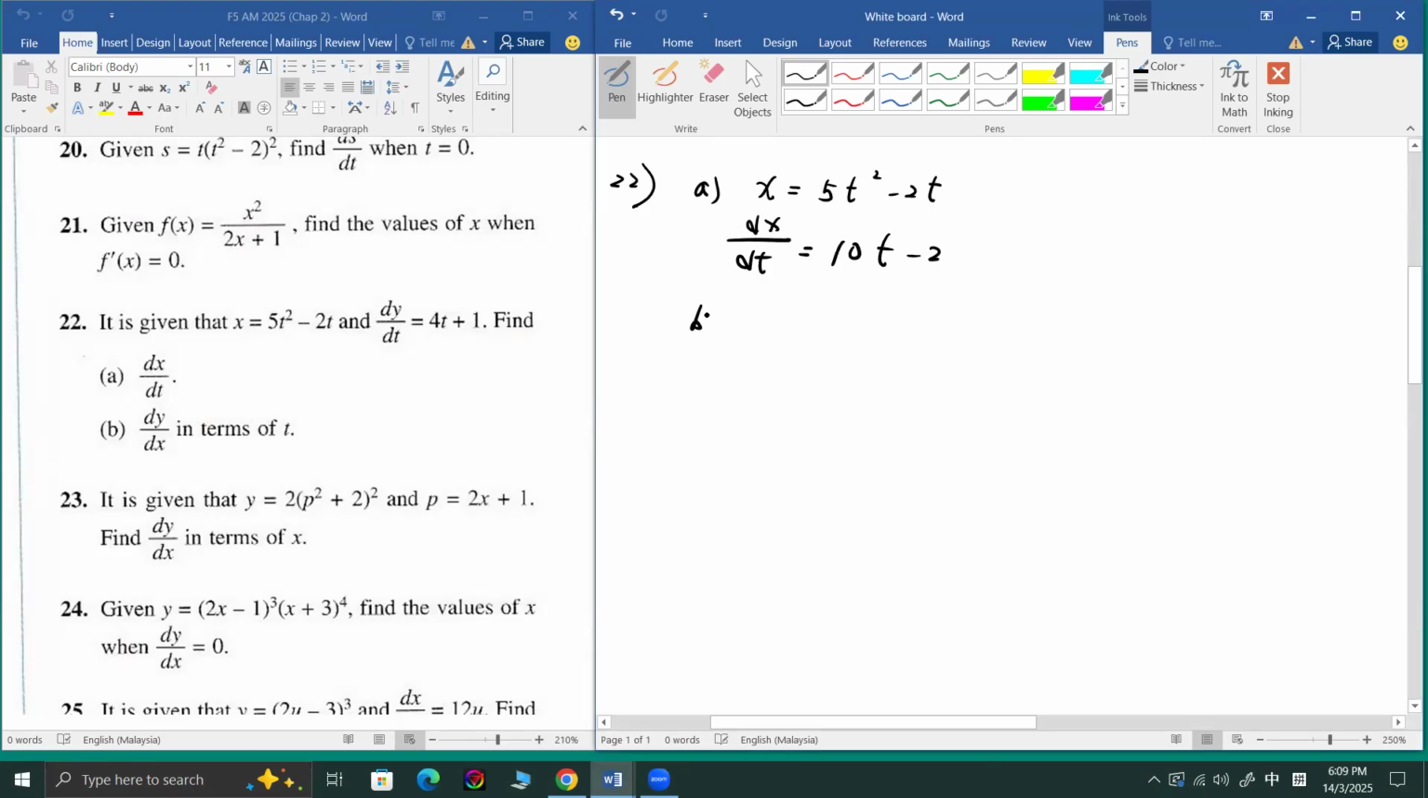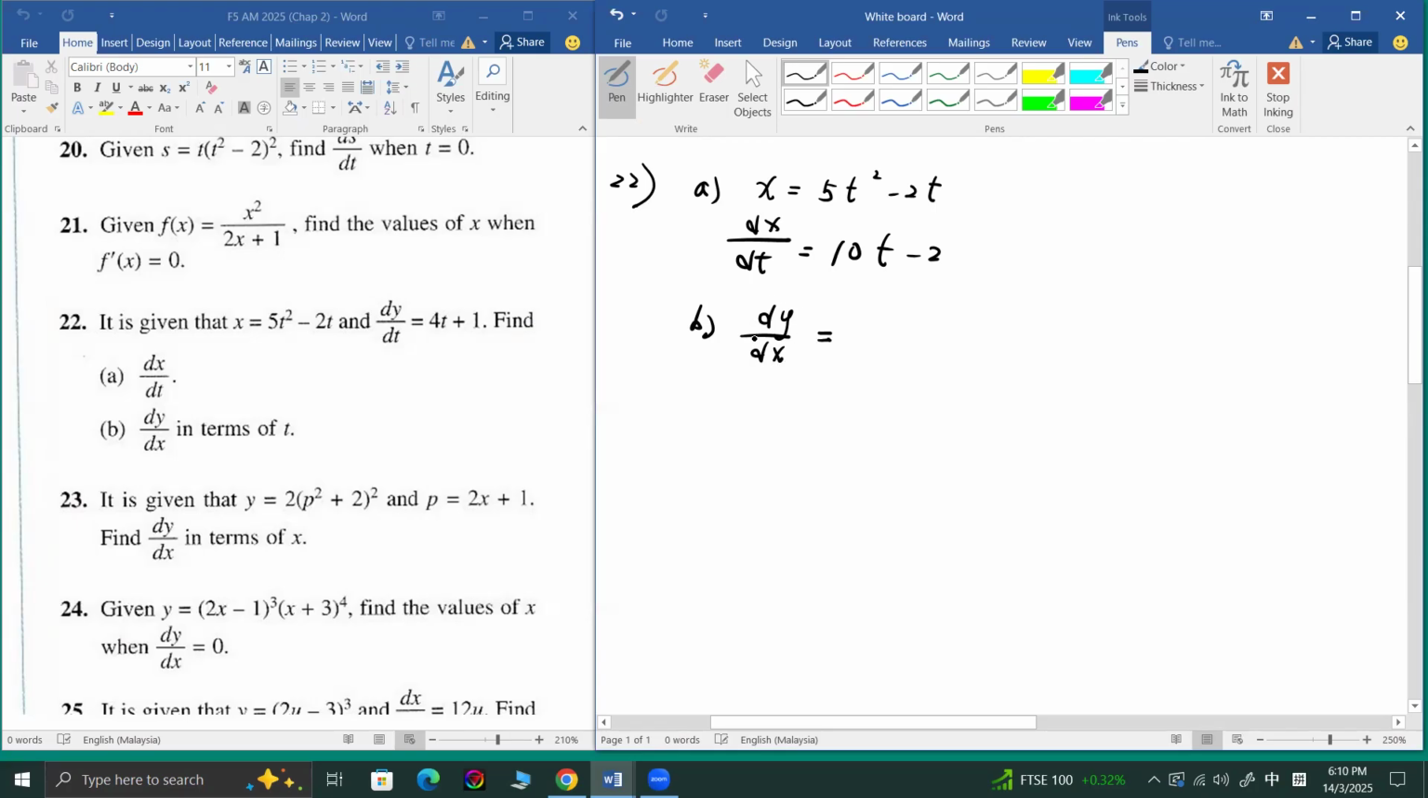And then you look at part b. You're asked to find dy/dx. Normally, to find dy/dx, you must be given y in terms of x. But there is no y in terms of x. If you are given y in terms of x, we get dy/dx. But here, you're asked to find it in terms of t. So now we see the relation, class. Listen carefully. You're asked to find dy/dx, but we don't have y in terms of x. So what is the relation?